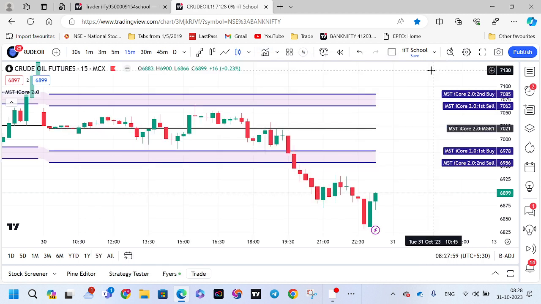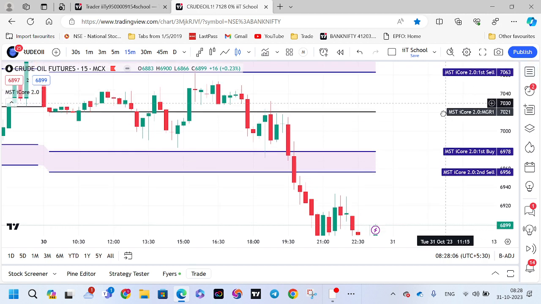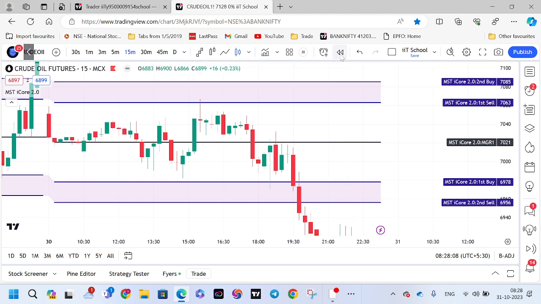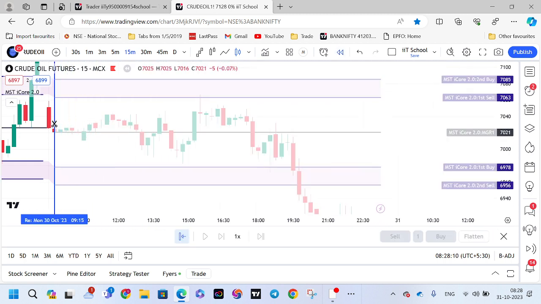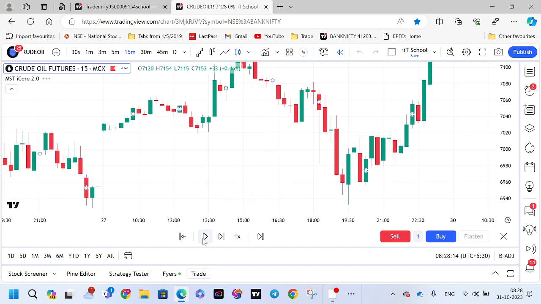Now, whichever stock you want to trade, you have to add to the watch list. Now I am using the bar replay button. This is for crude oil. I will show bank nifty also, don't worry.